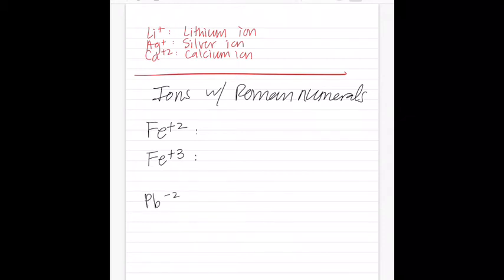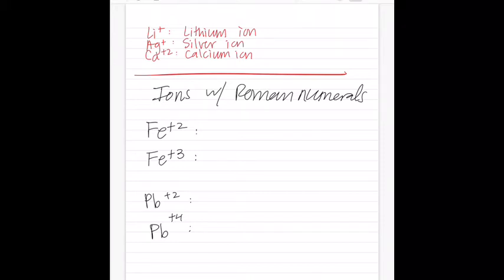Pb plus 2, Pb plus 4. Okay, those are a couple of examples. So if you go to your periodic table, and you've already got it highlighted like I told you to earlier, you will see that iron is one that is highlighted. What that means, if it's highlighted, is that you need a Roman numeral.